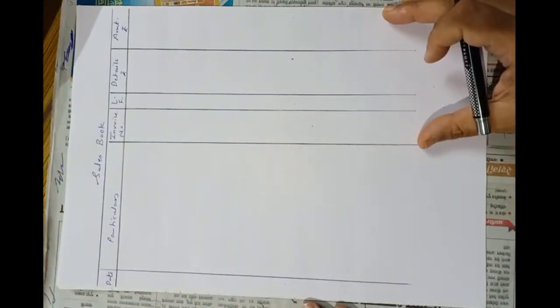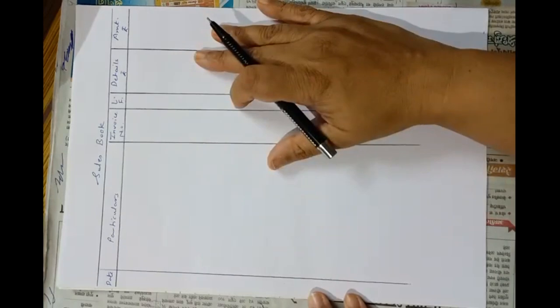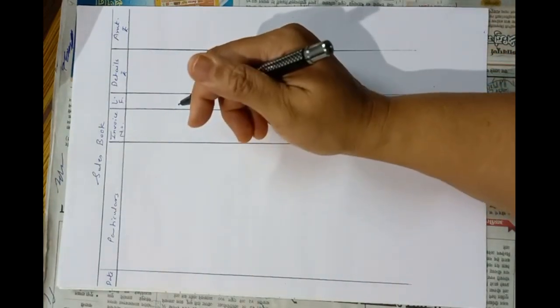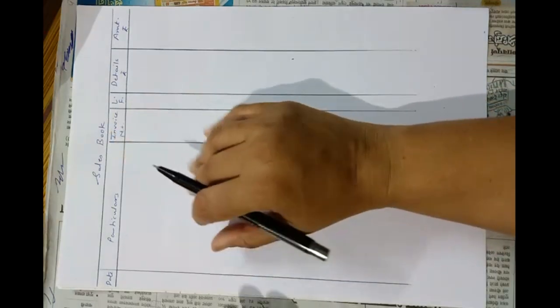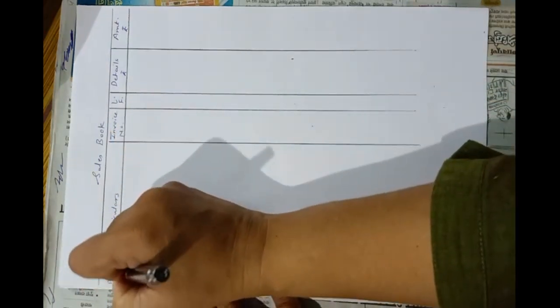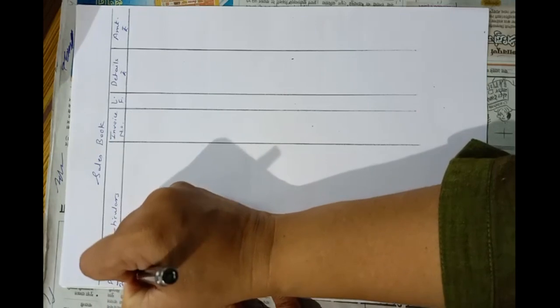Now we will prepare sales book in the books of Sham Traders. This is the sales book. Now see the entries. Entry of February 4th and 5th. These entries are of credit sale of goods. So I will enter these transactions in this sales book. 2017 February 4th.